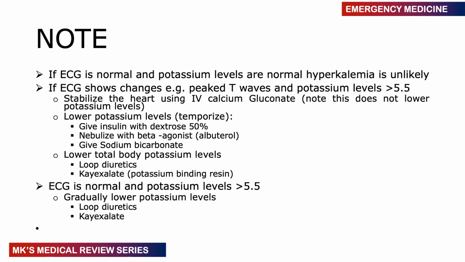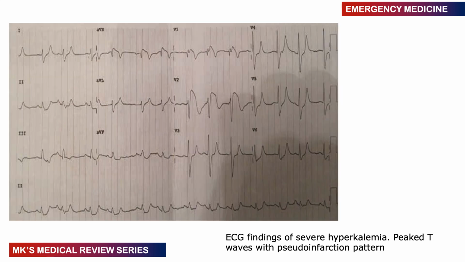This may take some time, like with loop diuretics or even potassium binding resins like Kayexalate. If the ECG is normal but their potassium is above 5.5, you want to gradually lower the potassium. So giving them your loop diuretics and/or your Kayexalate.